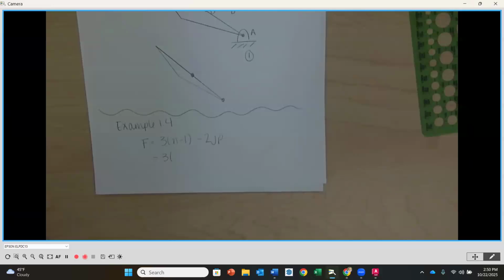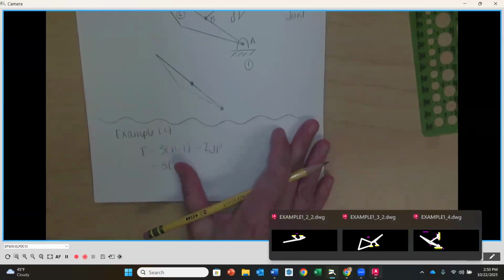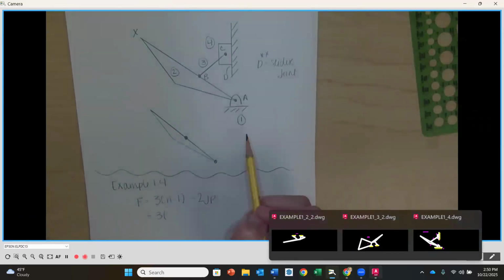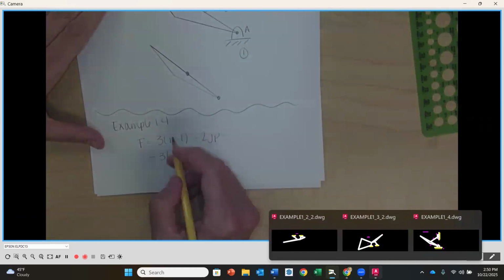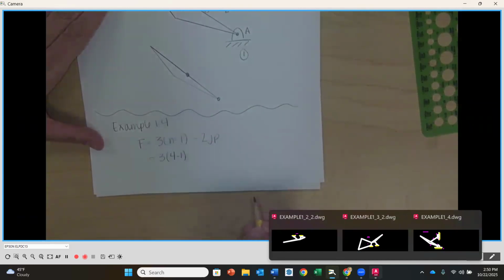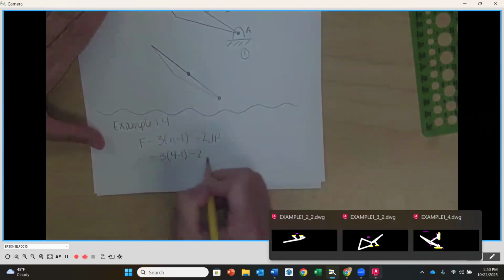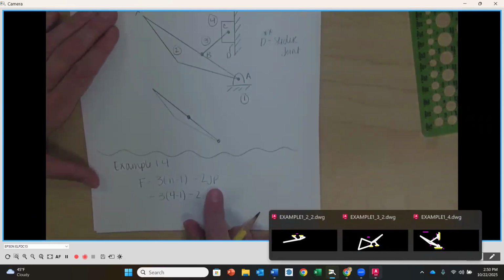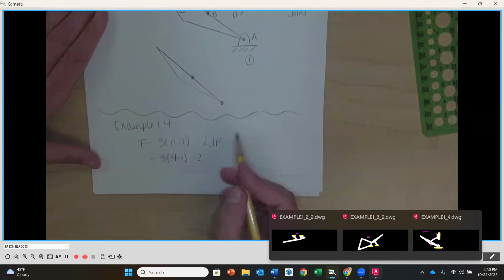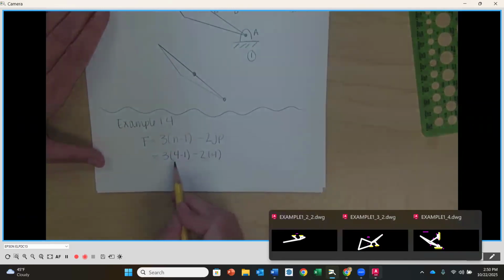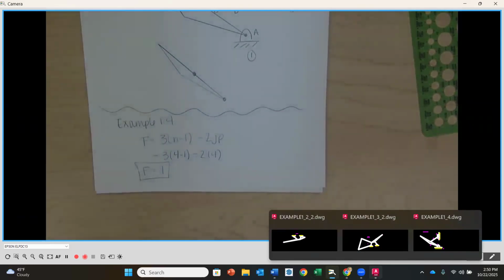Now our N, if we go back to our illustration, you're going to notice that's the number of links. So I have 1, 2, 3, 4 links. So that's going to be 4 minus 1 in parentheses minus 2 times the primary joints. That's going to be my A, B, C, and my D, which is 4. So that's going to be times 4. So this is going to be 9 minus 8. So my F is going to be equal to 1.